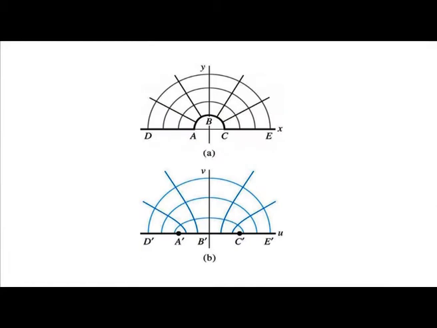So, you can see this mapping in the figure. So, you have a semicircle and it goes to the upper half of the ellipse u square by a square plus v square by b square is equal to 1. So, your circle becomes what? The ellipse, under the mapping w is equal to z plus 1 by z.